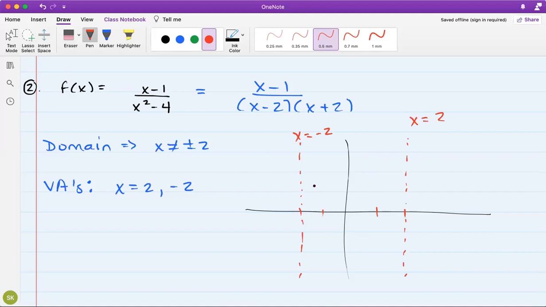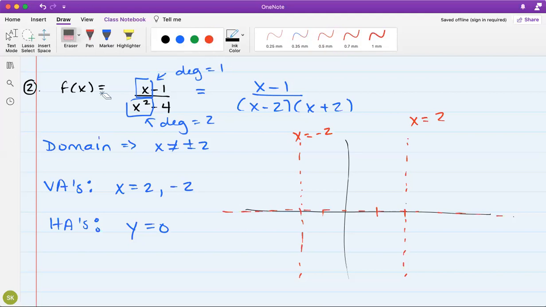So notice that we broke the plane into 3 pieces. Now let's find our horizontal asymptotes. To do that, we just look at the degree of the numerator versus the degree of the denominator. The degree of the numerator is 1. The degree of the denominator is 2. Since the degree of the numerator is less than the degree of the denominator, we have a horizontal asymptote at y is equal to 0. So let's plot that. Great. Okay.